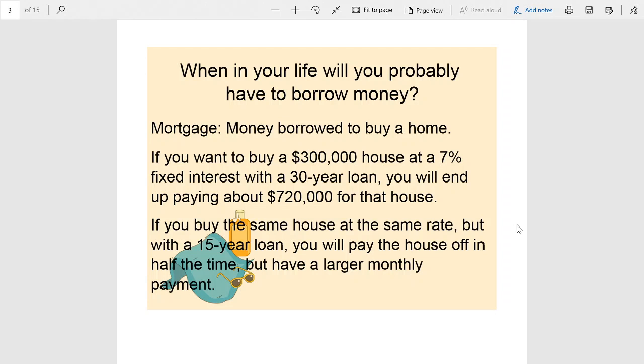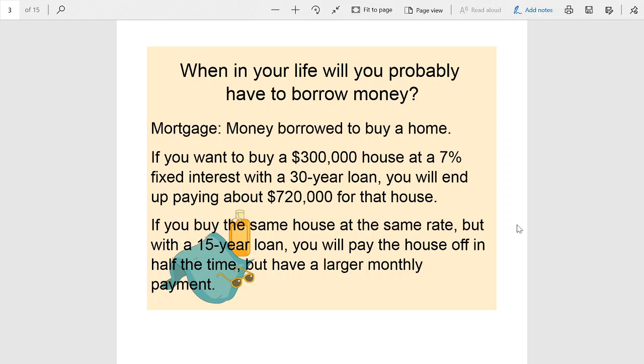You go to ask for a loan, and they say, yeah, sure, we can give you a loan for $300,000 at a 7% fixed interest rate for 30 years, meaning you have 30 years to pay off your loan, and they're going to charge you a 7% interest rate. Typically you might say, oh, 7% of $300,000, that's not much. But remember that compound interest works very differently. We're not going to get into all of the specifics of how that interest rate works, but we do know that after 30 years, you'll end up having to spend around $720,000 for that house.